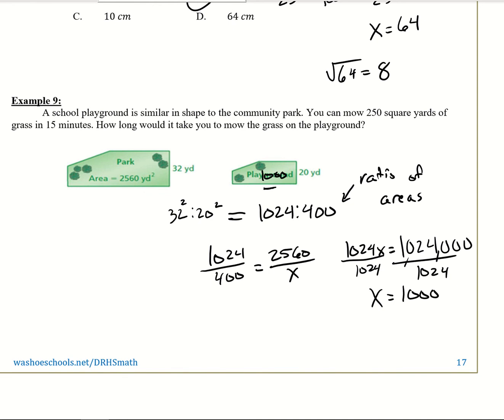So if they can do 15 minutes for every 250 yards, we just have to divide, because this is yards squared. So we just have to divide that by 250. So 1,000 divided by 250 is going to be 4. So there's 4 intervals that we have to do. So each one of those 4 takes 15 minutes. So times this by 15, and that takes 60 minutes or 1 hour.